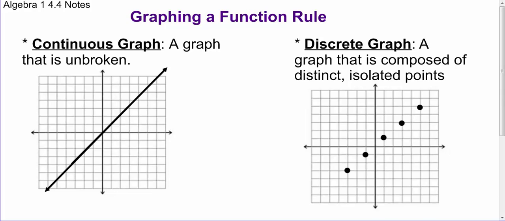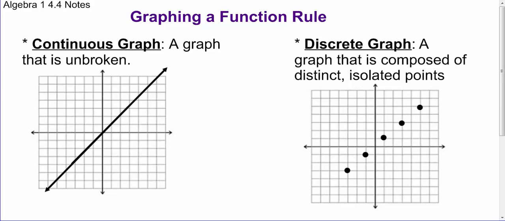Algebra 1 students, welcome to your 4.4 notes, graphing a function rule. We're going to look at lines, we're going to look at continuous graphs and discrete graphs, the difference between those two. And we'll talk about how they change. I mean, that's what we're doing after all, is we're waiting for the graph to change. So let's take a look at this.